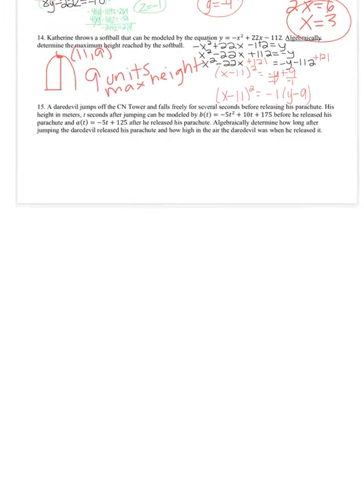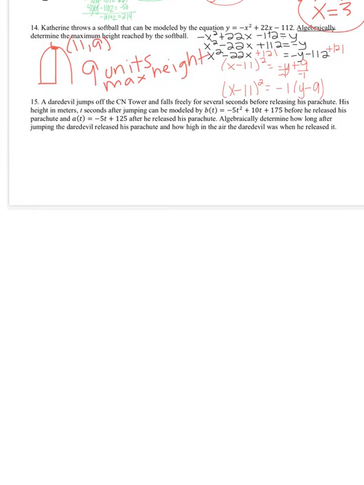For number 15, a daredevil jumps off the tower. So this is what happens. He jumps off the tower and then he releases his parachute, and then his path looks like this now. So it's just that this is continued and this is continued. Okay? So we want to know how long after jumping the daredevil released his parachute and how high in the air he was. So we need the intersection point or points.